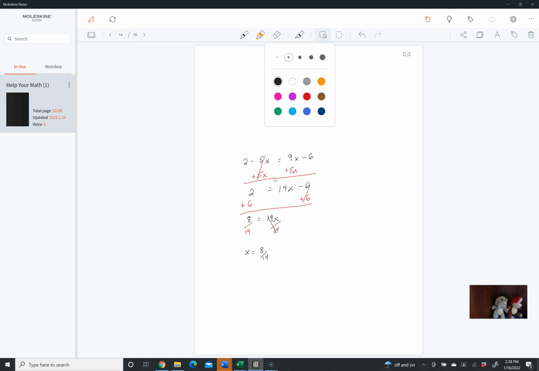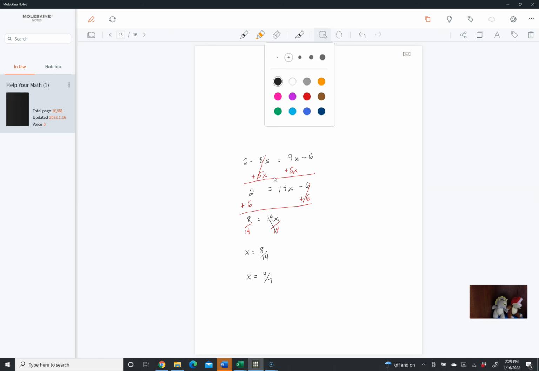Now we're not quite done yet because this fraction can be reduced because 8 and 14 have a factor in common. These are both even numbers, which means that they're both divisible by 2. So 8 divided by 2 is 4, and 14 divided by 2 is 7.